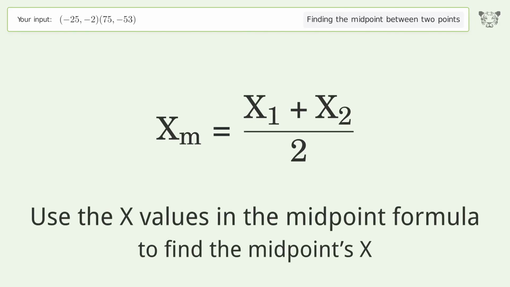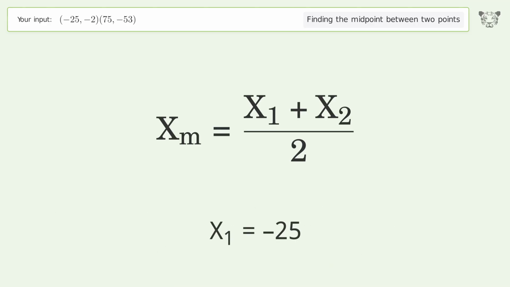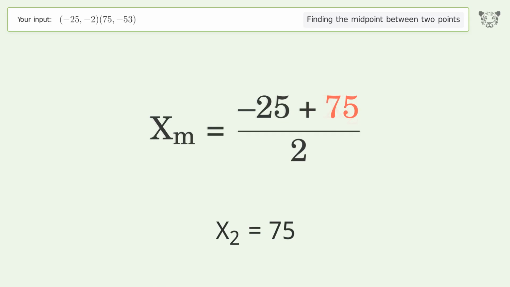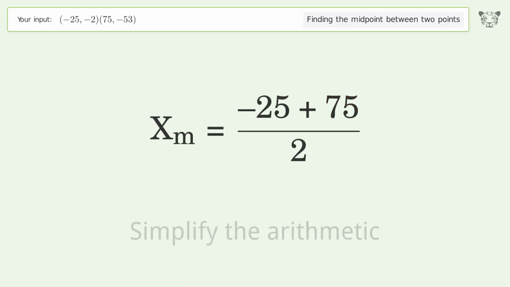Use the x values in the midpoint formula to find the midpoint's x. x1 equals negative 25. x2 equals 75. Simplify the arithmetic.